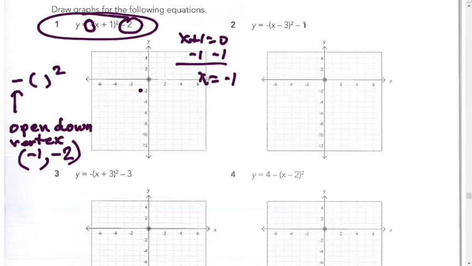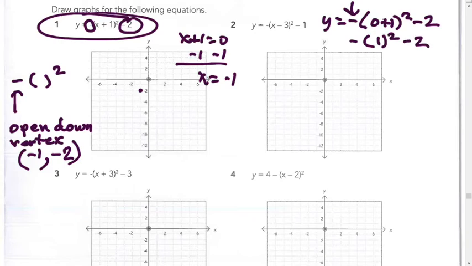Then I need one more point. Again, I always like to use 0 because it just makes life easier. It's easier to work with 0 than any other number. So y equals negative (0 plus 1) squared minus 2. Be careful with that negative. 0 plus 1 is 1 squared minus 2. 1 squared is 1, but that negative is going to turn it into a negative 1, minus 2 gives you negative 3. So the point is (0, negative 3). So (0, negative 3) is right there.